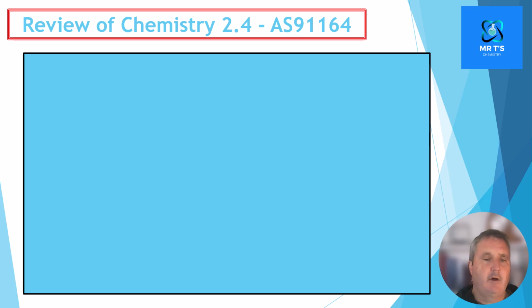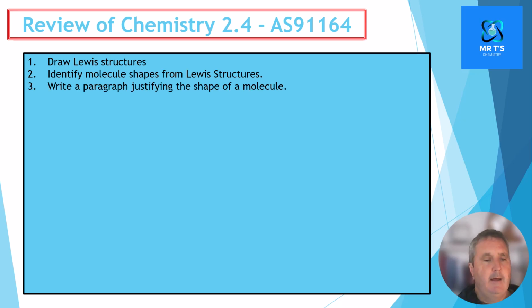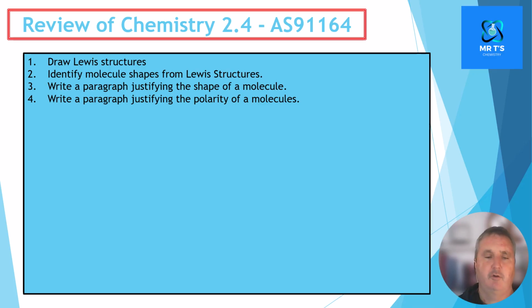So let's just quickly go over the core concepts that we need to be able to understand in order to be successful. The first thing we need to be able to do here is draw Lewis structures, followed by, once we've drawn the Lewis structures, we want to be able to use those Lewis structures to identify the shapes of the molecule, and then write a paragraph justifying the shape of the molecule. Once we've identified the shape of a molecule, we also need to be able to write paragraphs justifying the polarity of the molecule. Is the molecule polar or non-polar?